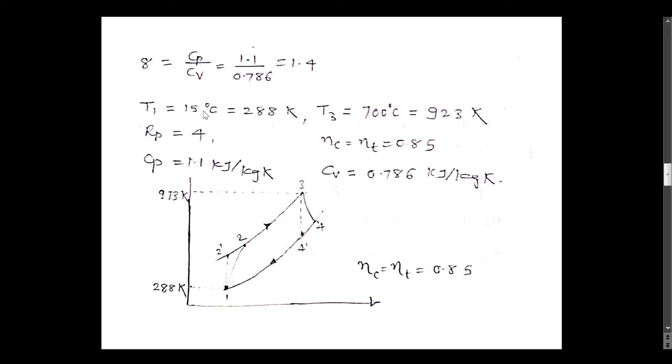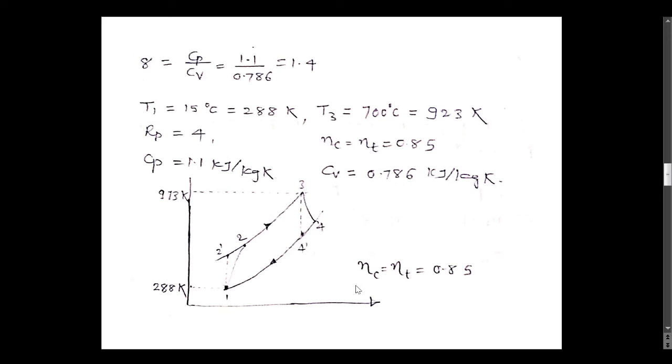T1 is given as 15 degrees Celsius, which we convert to Kelvin, 288 Kelvin. T3, the maximum temperature, is given as 700 degrees Celsius. Converting to Kelvin, plus 273, that comes to 923 Kelvin. Pressure ratio is given as 4, that is Rp is equal to 4. Turbine efficiency and compressor efficiency are both equal, that is 0.85. Cp is equal to 1.1 kilojoules per kg per Kelvin. Cv is equal to 0.786 kilojoules per kg per Kelvin.